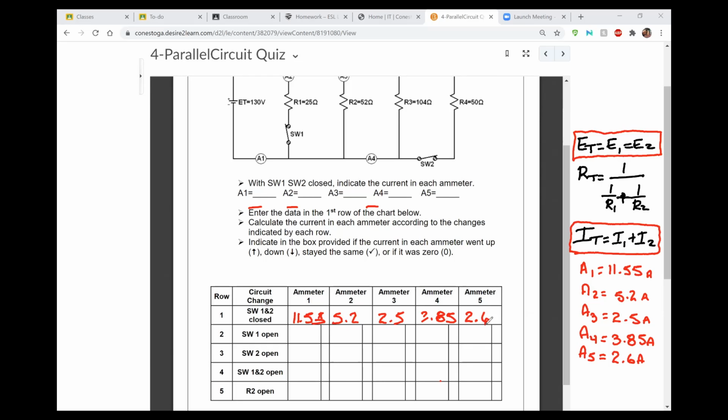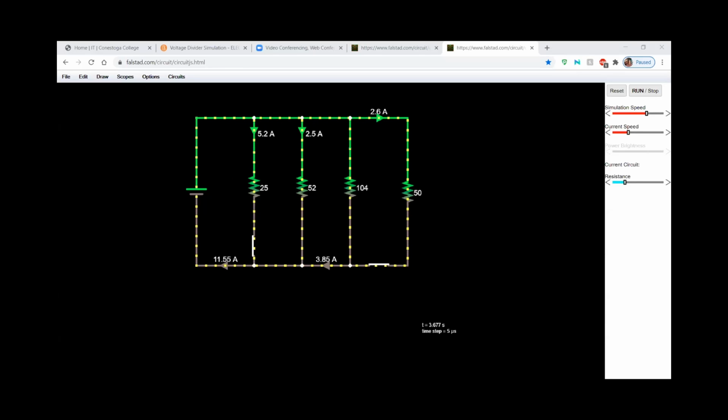Now, what's going to happen when switch 1 opens up? I'm just going to let you think about it. What do you think is going to happen when that switch opens? No current will flow through resistor 1. Perfect. So I'm just going to show you very quickly the same circuit simulated.